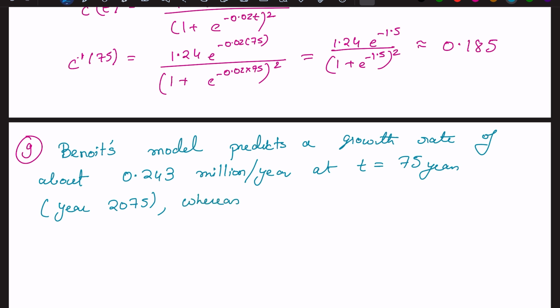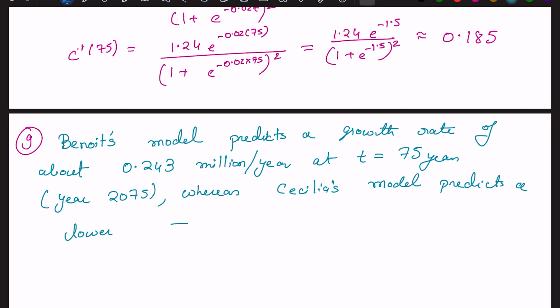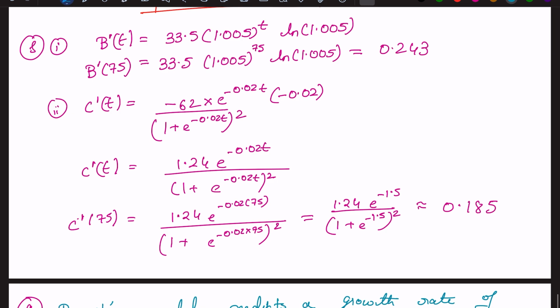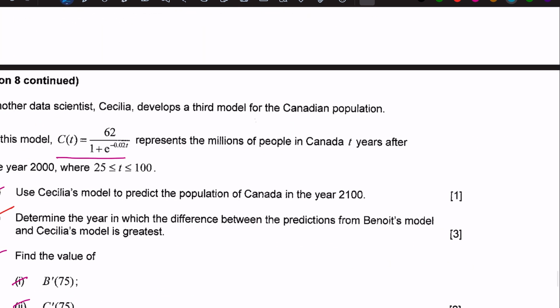Whereas Cecilia's model predicts a lower growth rate of about 0.185 million per year. And that's it about this question.